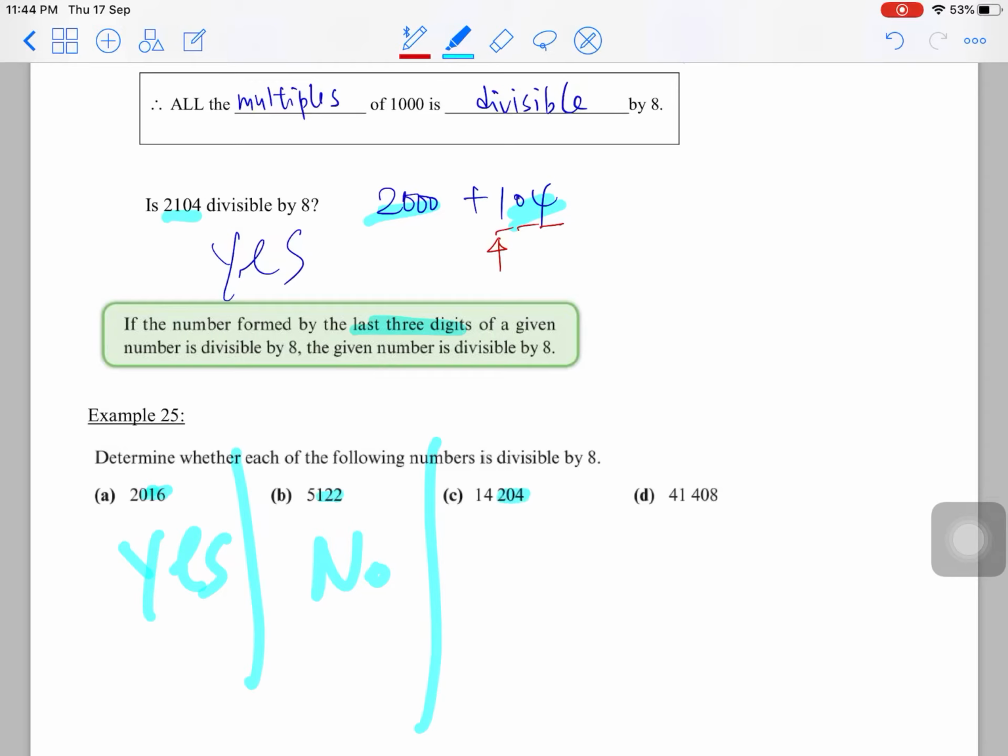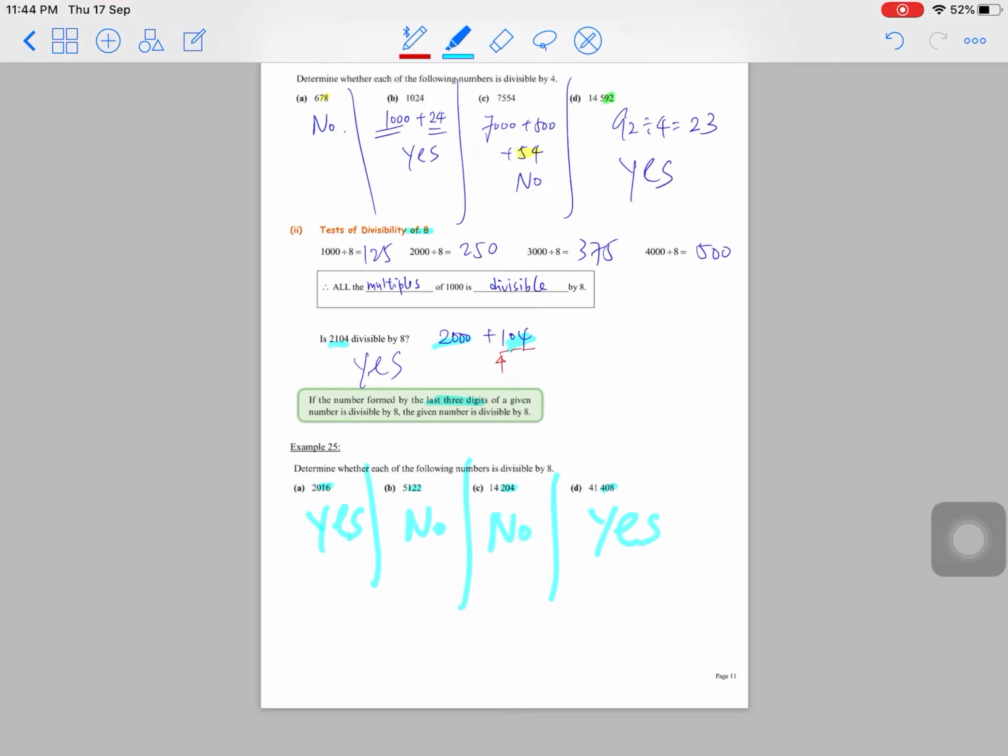Check the last three digits. 204, is it divisible by 8? 204 divided by 8 is 25 point something. So no. Last three digits. How about 408? Yes, 408 is divisible by 8. It is 51, right? So yes, this one is divisible by 8. Just check the last three digits for 8.